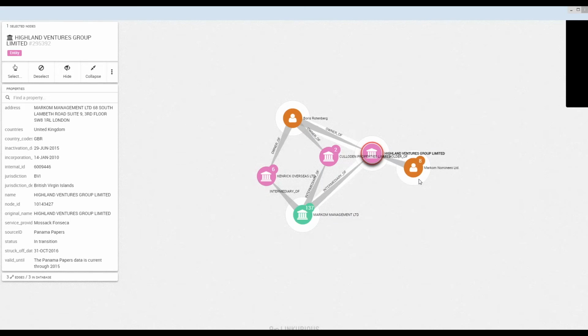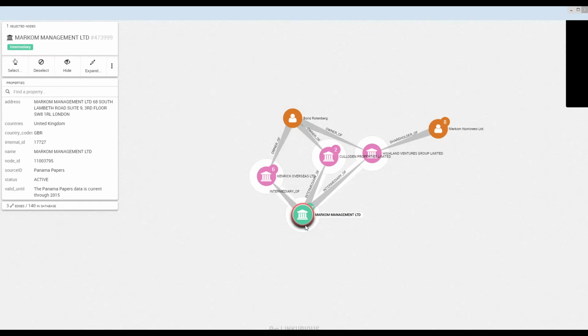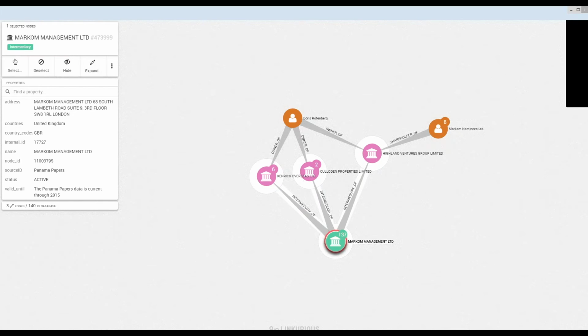Okay, a few more things have appeared. We have immediately an intermediary, which is Markham Management Limited, which has appeared, and which seems to be connected with the three companies that Boris owns. So we can safely assume here that Boris went through Markham Management Limited to register all of his companies. And we can see that this is a company located in the United Kingdom, which provided to Boris the financial services needed to set up his companies.